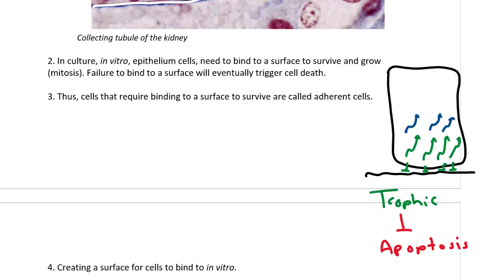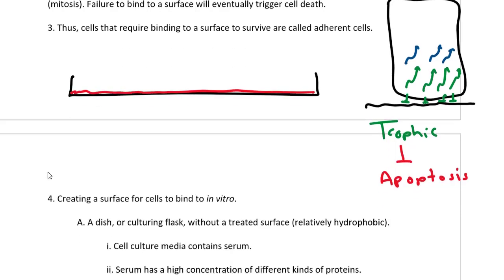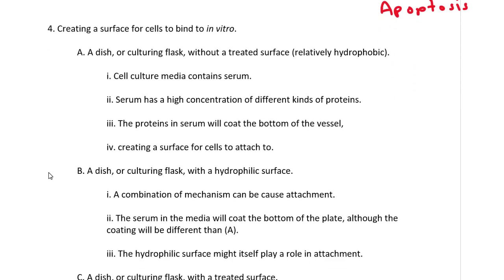So it's important when we have this petri dish that we have this bottom part of the plate right here, that we create a surface that these cells can bind to, because if you don't create a surface that these cells can bind to, then the cells will be floating around in the liquid media and they will eventually die. So creating a surface for cells to bind to in vitro: a dish or culturing flask without a treated surface, relatively hydrophobic. So that's option one, okay?